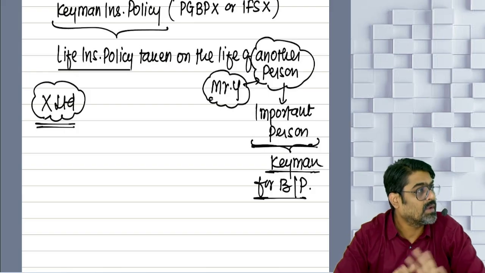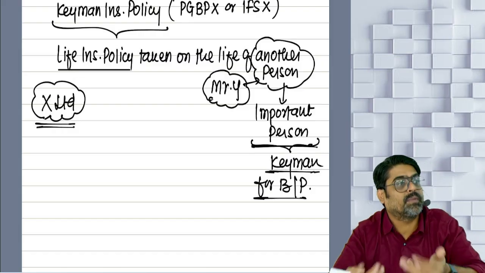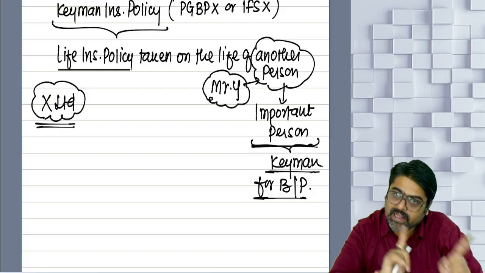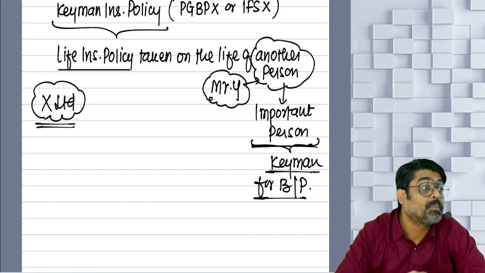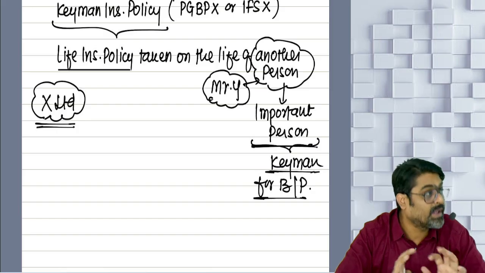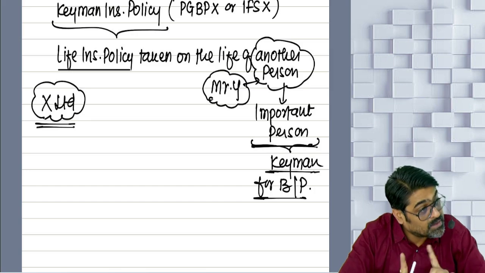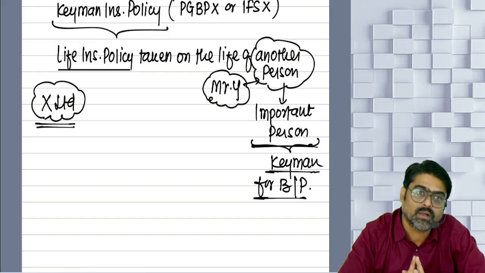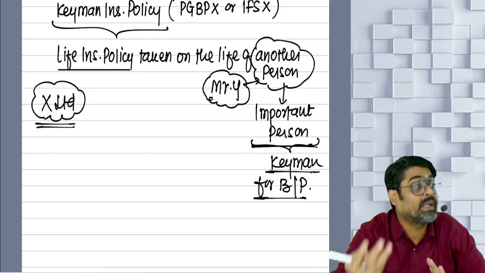Yes or no? What if the policy matures? The amount will come to X Limited. What if something happens to Mr. Y? The amount will come to X Limited. So for X Limited, if the amount is coming, then that amount will be PGBP income, because the amount is received, including bonus, under the Keyman insurance policy, and that amount is received by the person who has taken that policy. Understanding? Now, can this policy be endorsed, assigned on the name of the Keyman?